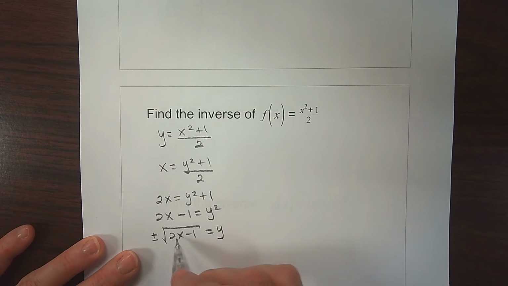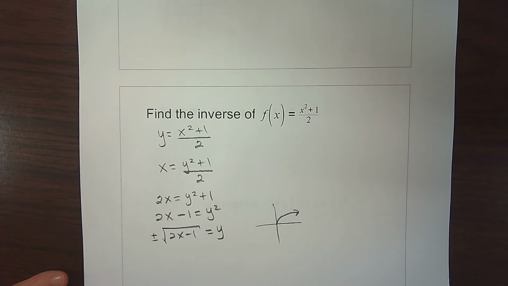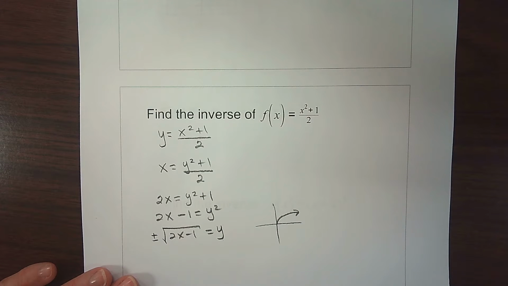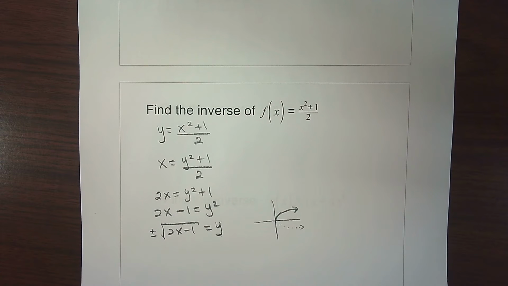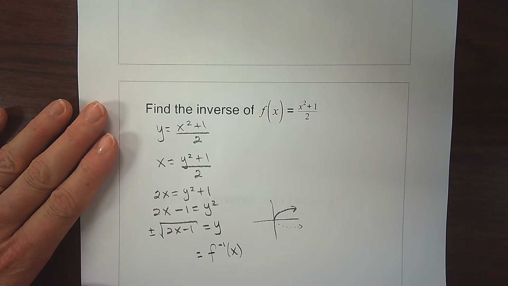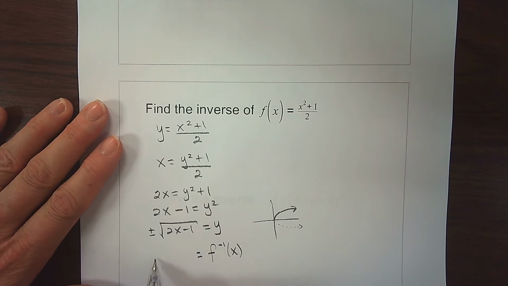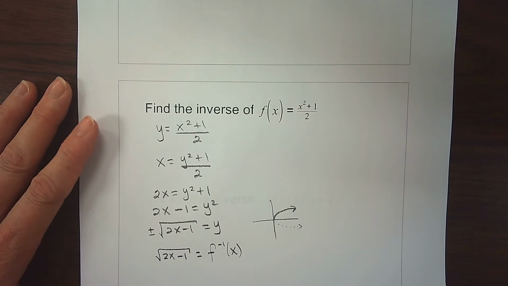We know that square root functions open to the side like this. And so if I've got the positive root and also the negative root, that would give me a piece that sits down here, and that would not be a function. So in order to write this as a function, f inverse of x, I've got to pick one of the roots, either the positive one or the negative one. I'm going to pick the negative one. So I've got the square root of 2x minus 1 equals f inverse of x.